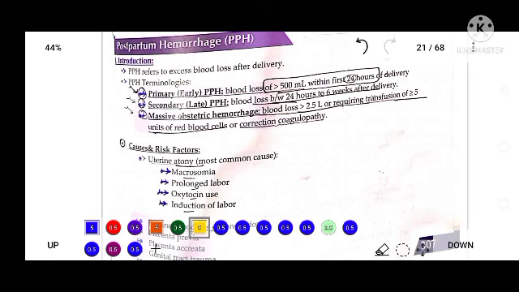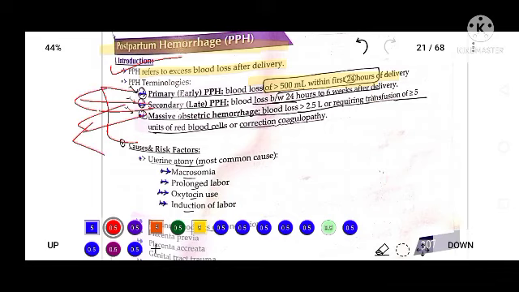Now we are going to study postpartum hemorrhage, which means bleeding that occurs after labor, after delivery of the baby. Excess blood loss, more than 500 milliliters within the first 24 hours of delivery, is known as postpartum hemorrhage. It is of three types: early primary postpartum hemorrhage, secondary late postpartum hemorrhage, and massive obstetric hemorrhage.